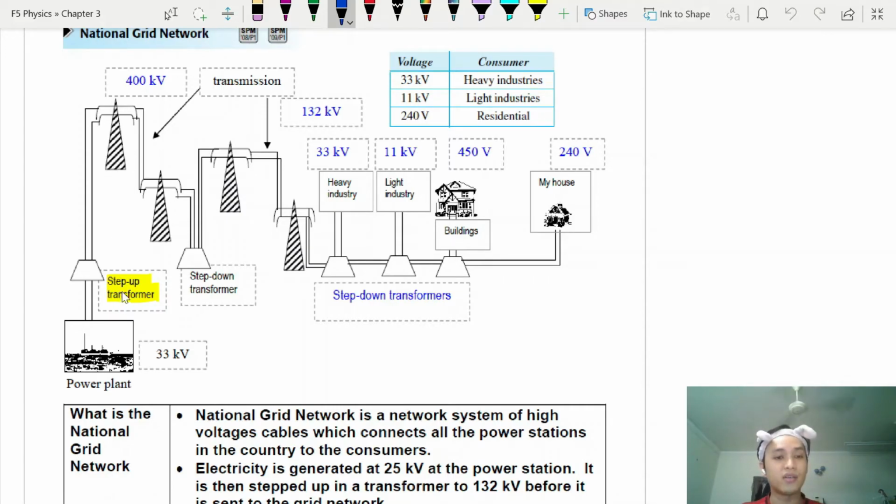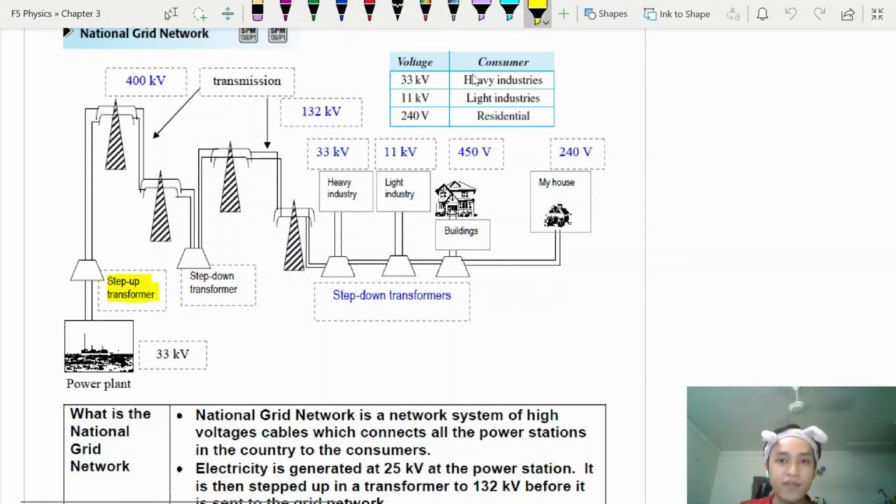In order to send your electrical energy or electricity, I need to give them high energy. Make sure they have enough energy to reach your house. If not, later halfway stop, then gone. So they are going to up first, and then only they send. When they send, slowly they will step down according to what they require.